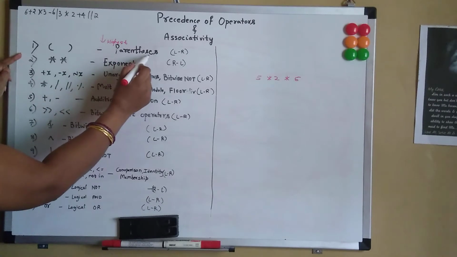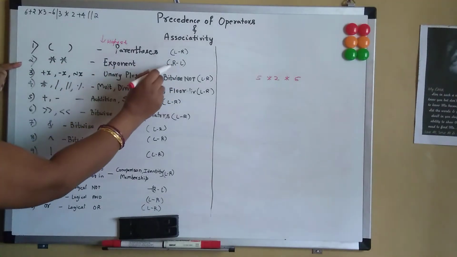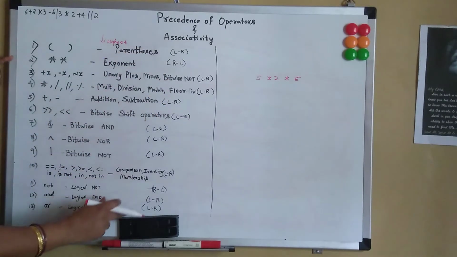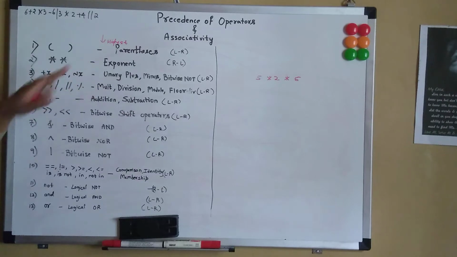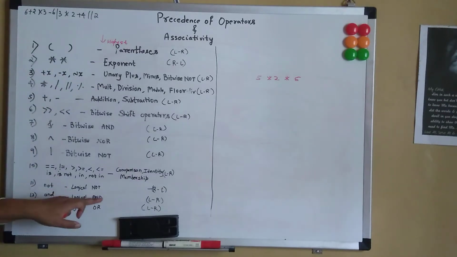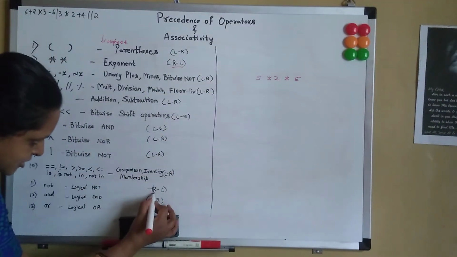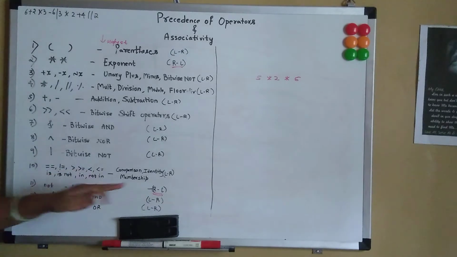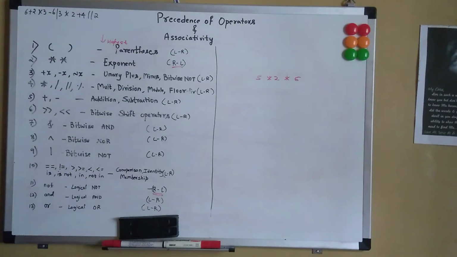For parenthesis, the associativity is from left to right. For exponent, it is right to left. For the majority of operators, it is from left to right. Only for exponent and logical NOT, it is from right to left. So let me repeat, for exponent and logical NOT, the associativity is right to left. For all others, it is left to right.